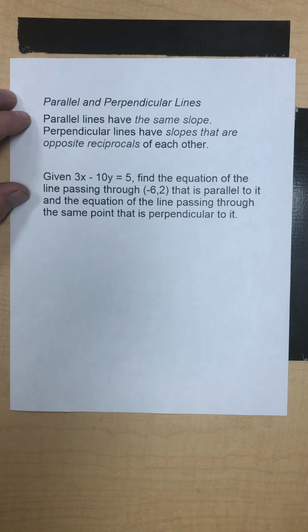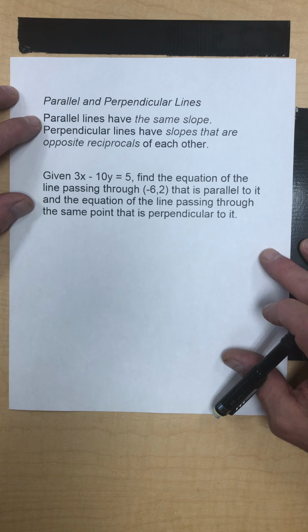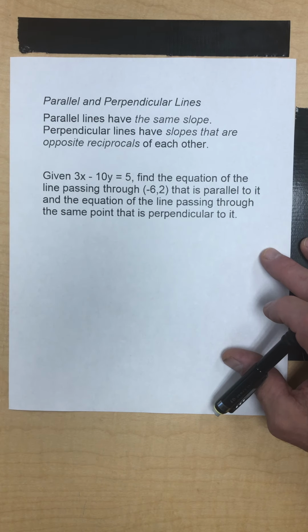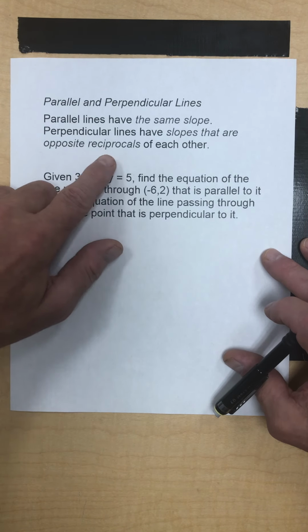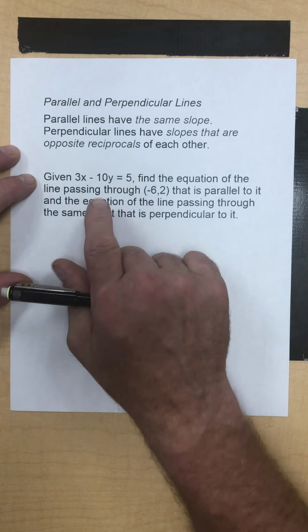One really important fact about lines is the notion of parallel and perpendicular lines, and how their slopes relate to each other. If lines are parallel, they always have the same slope. That's what makes them parallel, having the same slope. And if lines are perpendicular, their slopes are opposite reciprocals of each other. So remember, not only do we have to take the reciprocal, but we have to change it to its opposite.